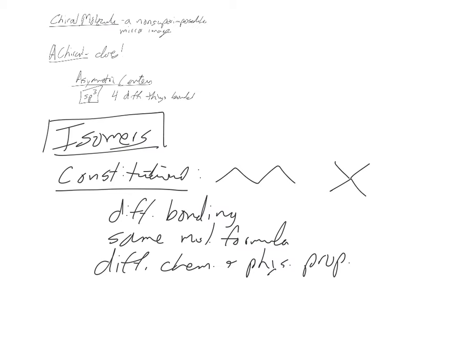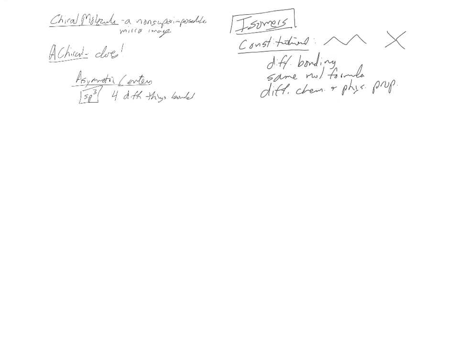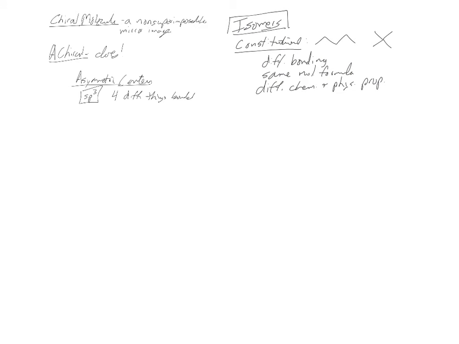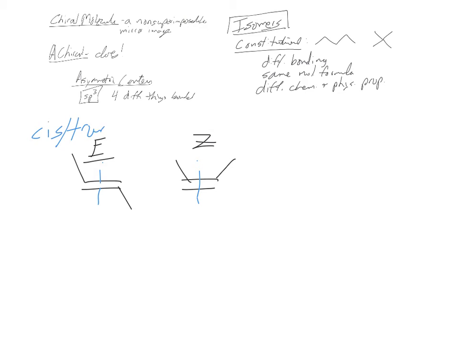So another type of isomer, I'll put the constitutionals up there. Another one we've learned about is cis-trans isomers, or EZ. Again, we know that this is the E isomer, or the trans, this is the Z isomer. And we've talked about how to decide that by breaking it down the middle and ranking. So these are cis-trans isomers.